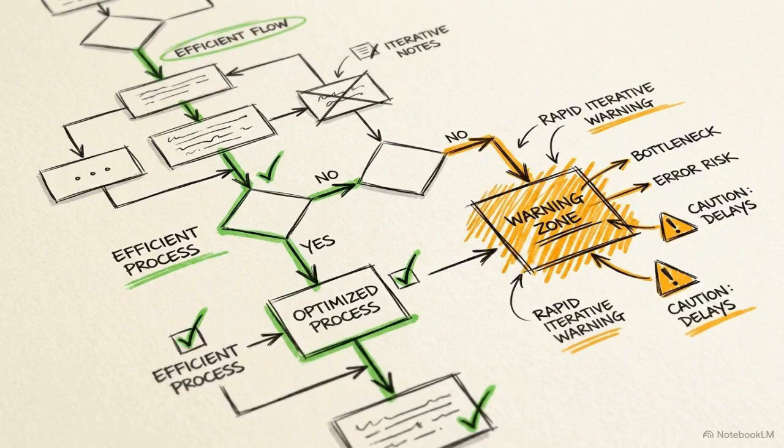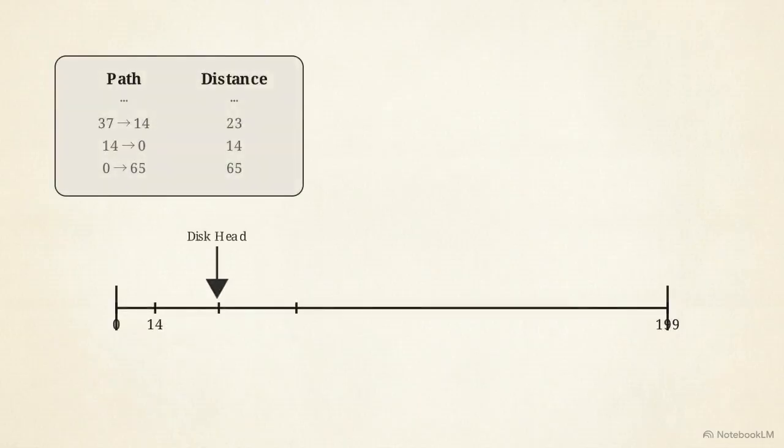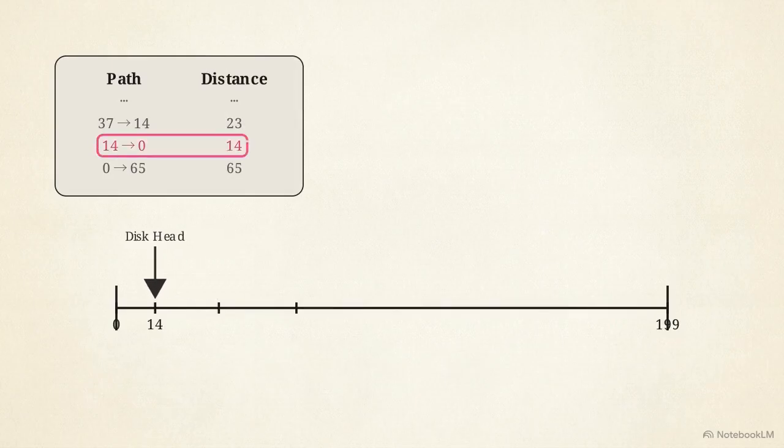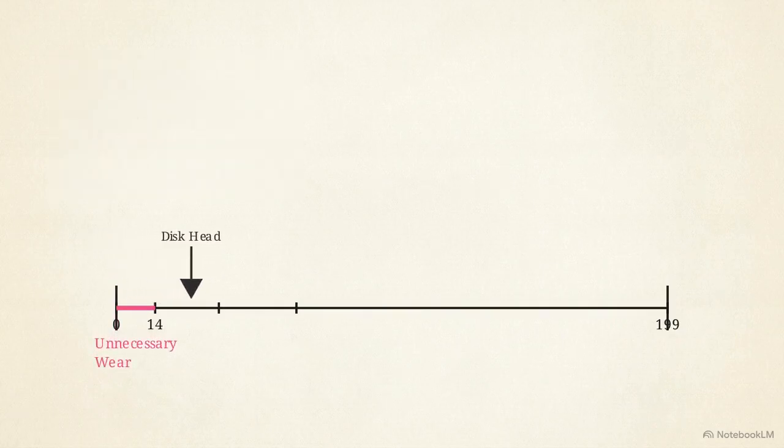Implementing absolute procedural fairness always introduces a trade-off in system design. Revisiting the math table, the primary disadvantage of the elevator algorithm is isolated in the 14-0 boundary jump. Visiting end cylinders with 0 data requests generates unnecessary wear. The arm swings out to the absolute edge solely to satisfy the algorithm's rule structure.